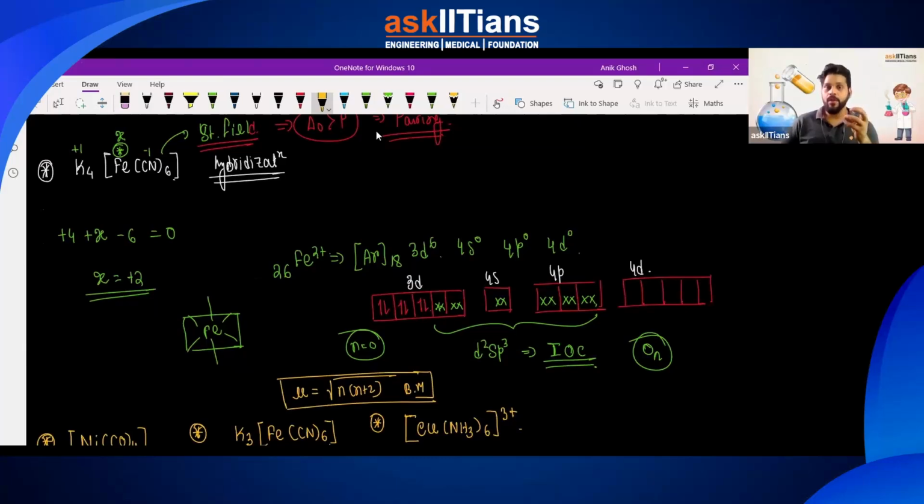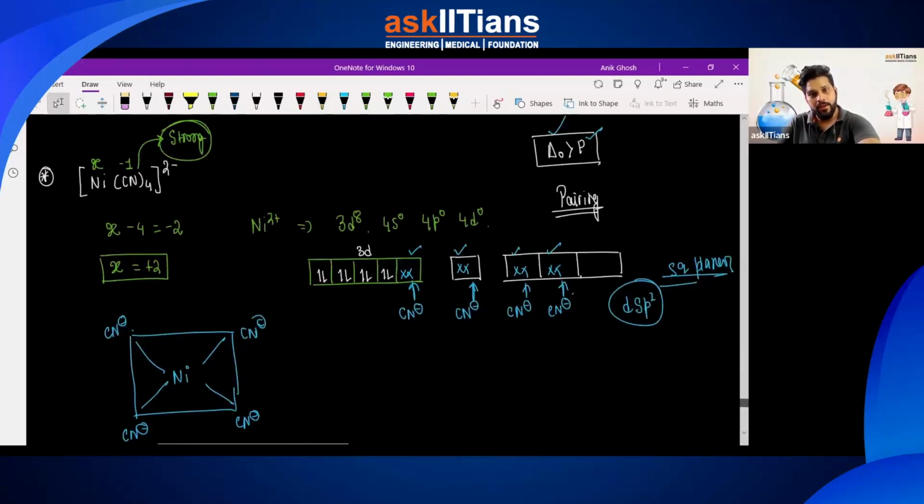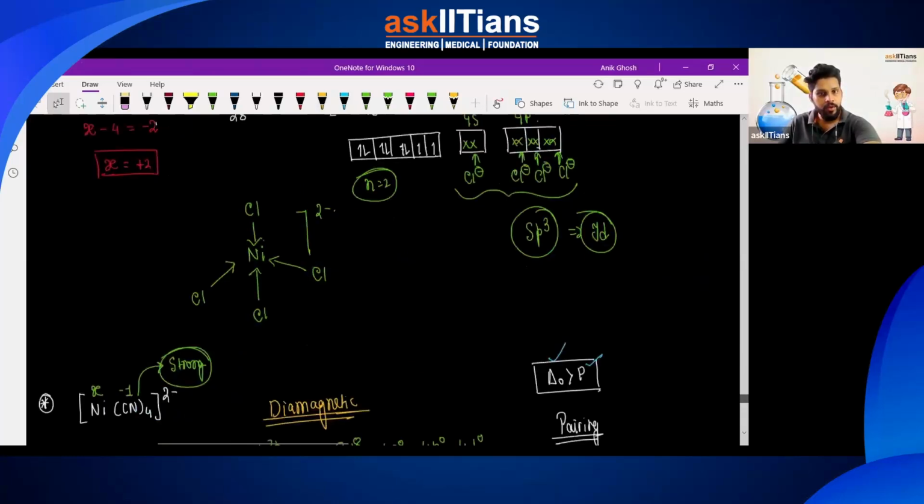So if you put the value of n, meaning the number of unpaired electrons, which is 0 over here, then there is no magnetic moment. That's why, guys, these kinds of species are also known as diamagnetic. Okay. So similarly, for every single scenario, you can find out the magnetic value. Here also, this is also diamagnetic, guys. Generally, strong field ligands give you diamagnetic species, because if the n is 0, that means the mu value is also 0. BM is the unit of magnetic moment, guys, Bohr magneton.